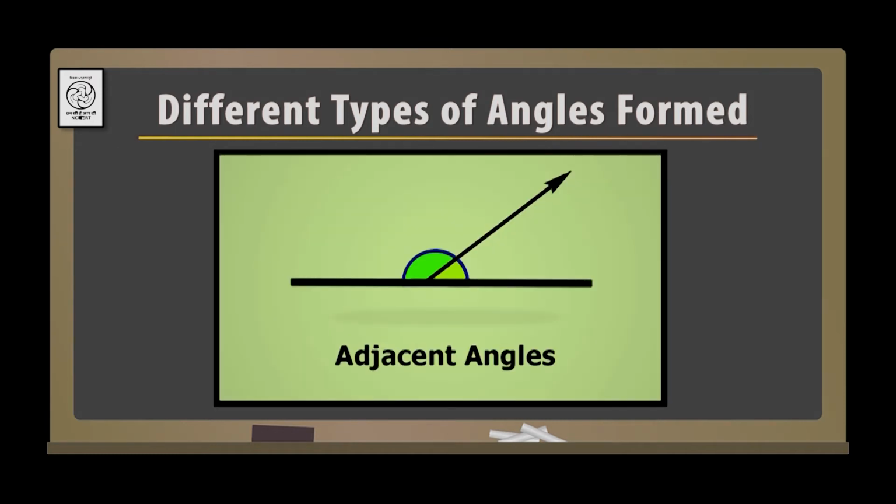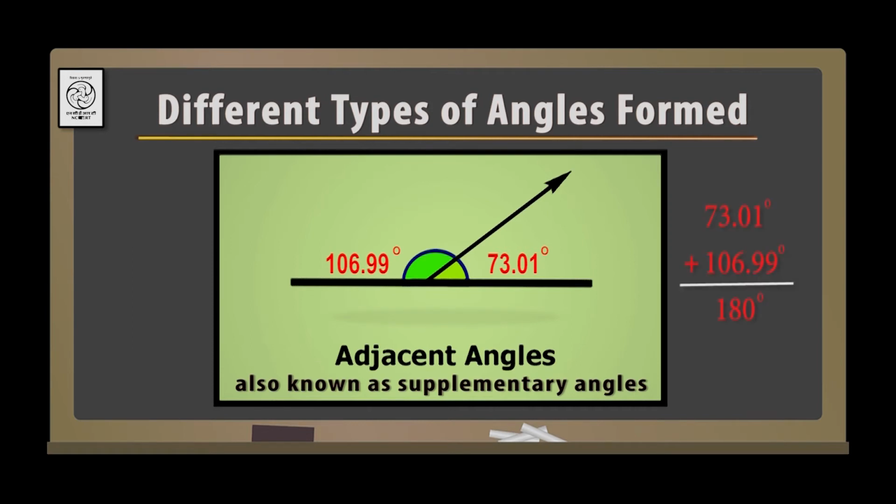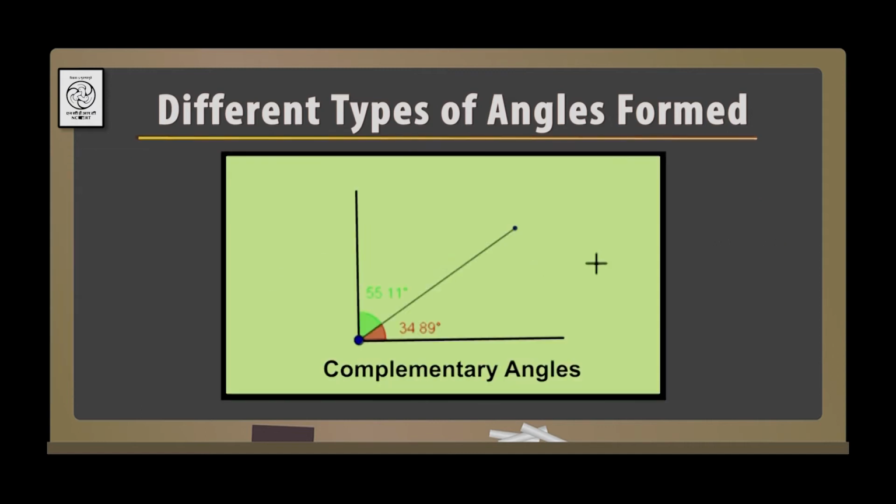Next we have adjacent angles. This angle and this angle are adjacent angles. Incidentally, these two angles are also known as supplementary angles because their sum, that is 73.01 degrees and 106.99 degrees, if you add them up, comes out to be 180 degrees. So when the sum of these two angles becomes 180 degrees, they form supplementary angles, and they are also forming a linear pair.